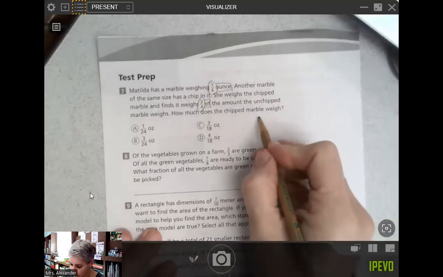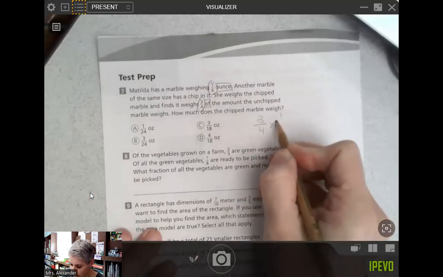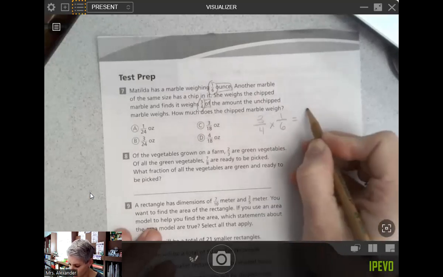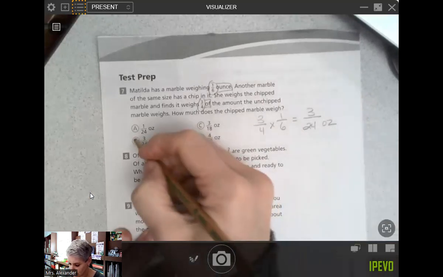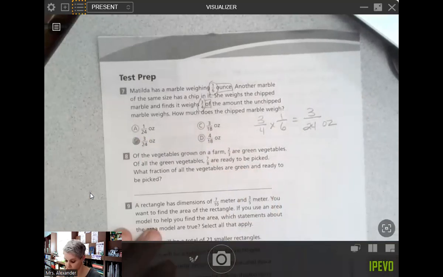So I would have 3/4 of 1/6. And when I do that work, I would get 3/24. And I am talking about ounces. That would be letter B.